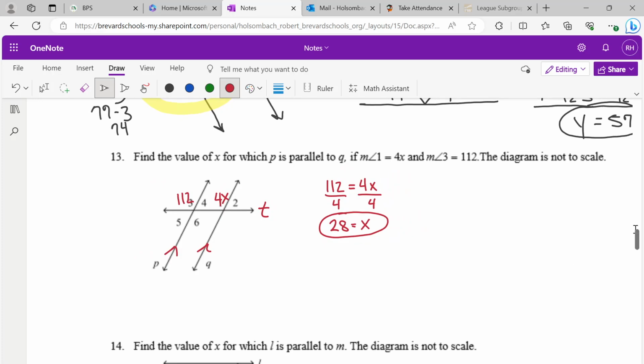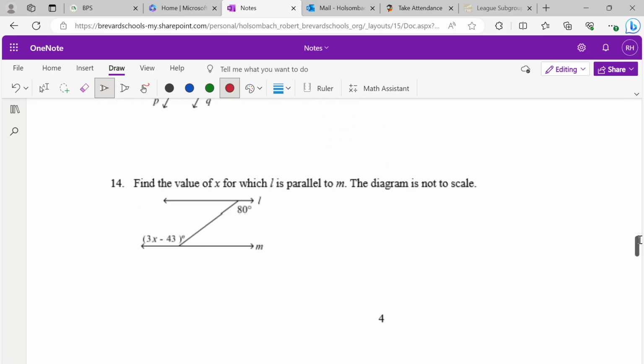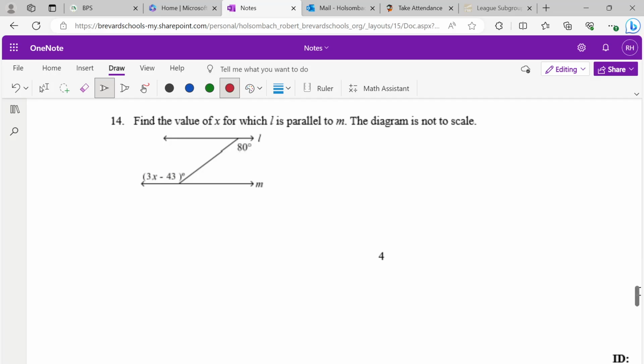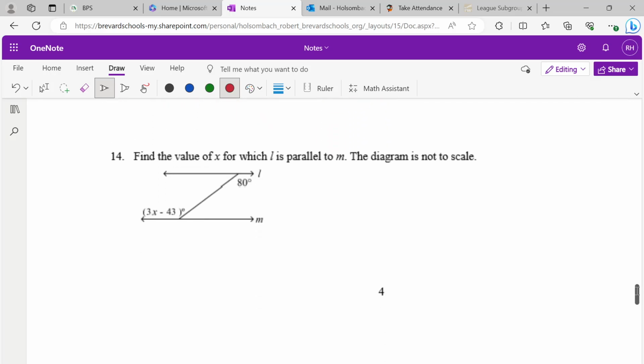All right, and last but certainly not least, number 14. Find the value of x for which L is parallel to M. So when I see these pictures, L parallel to M, and this transversal is just a segment, I turn it into a line. Just extend it. Sometimes it makes things easier to see. It does for me anyway.